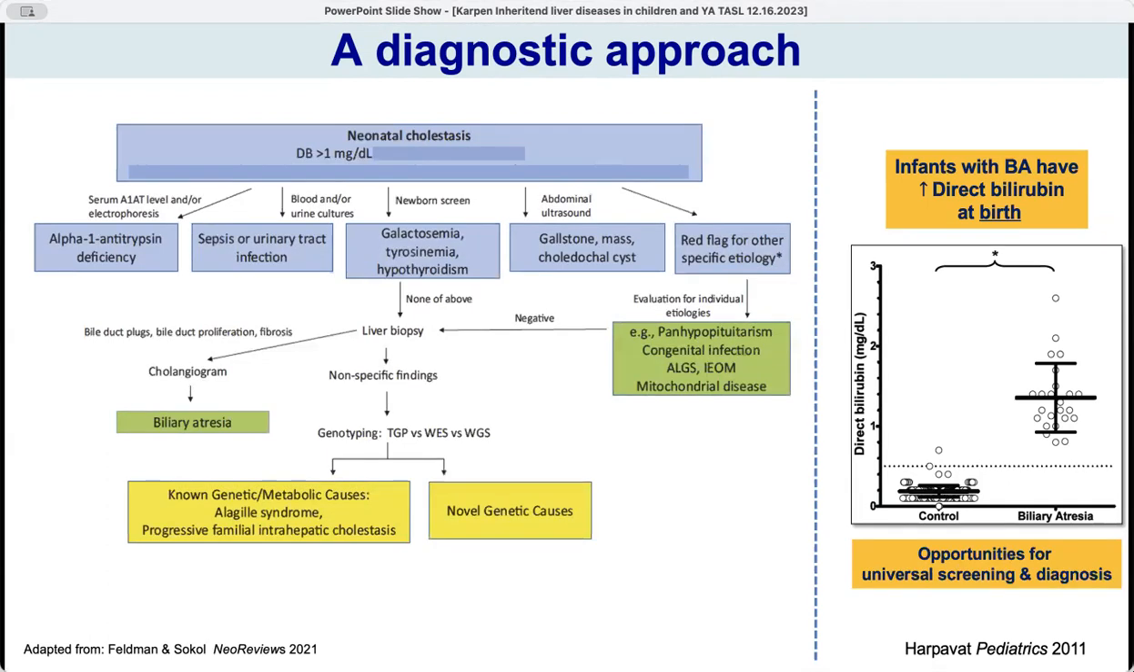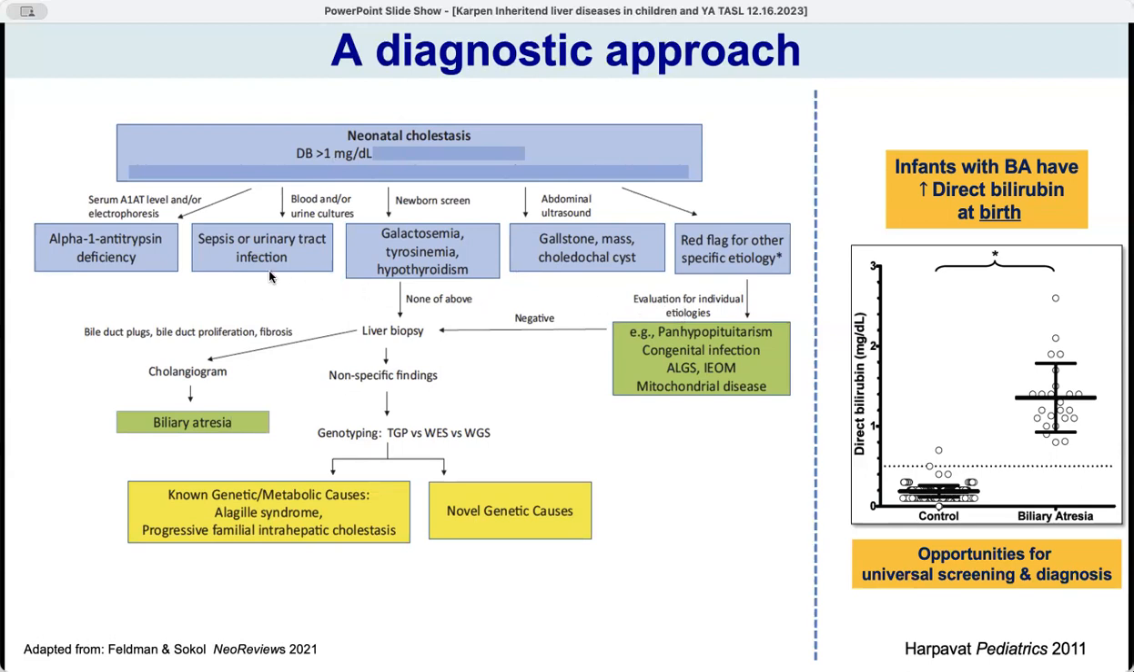In a nice review paper from Drs. Feldman and Sokol that I give a flow chart on the left, they really start with identifying those patients with a direct bilirubin of 1 mg per deciliter or 17 micromolar. And in North American terms, we do have a good amount of alpha-1 antitrypsin deficiency, but certainly I would encourage citrin deficiency in others, in other parts of the world like yours.